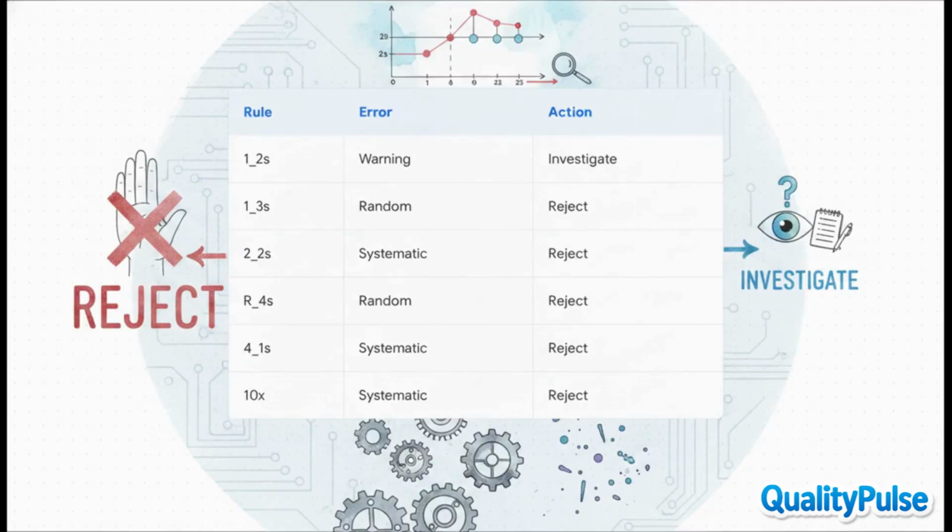Summarizing this entire framework, we really just need to ask 3 basic questions every time we look at our charts. What pattern am I seeing? What type of error does it actually signify? And what action is required? Notice here how literally every single rule, except for that initial 1-2S warning, requires an immediate rejection of the run.